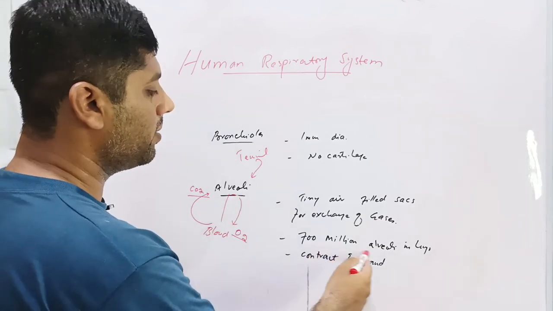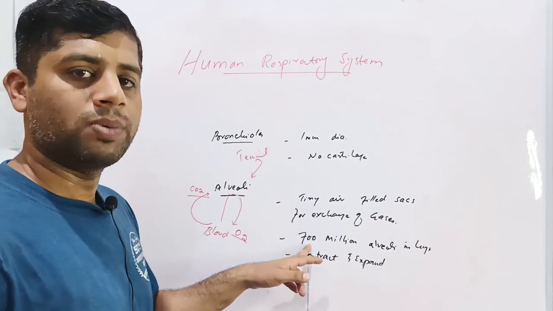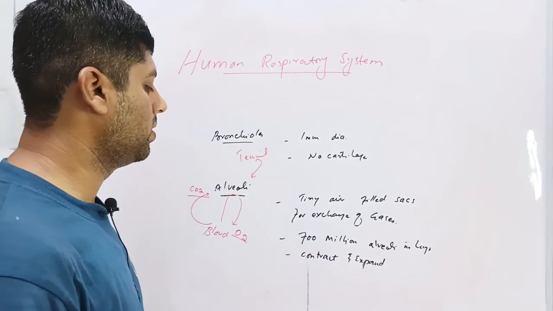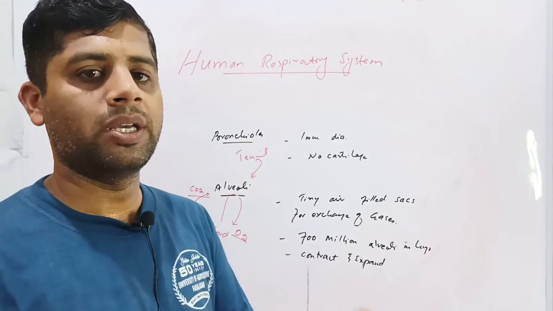There are 700 million alveoli in both lungs. So a huge number of alveoli are there because these are microscopic structures. So 700 million alveoli are present in the lungs of the human being. They have the capability of contraction or expansion to accommodate or release the air.